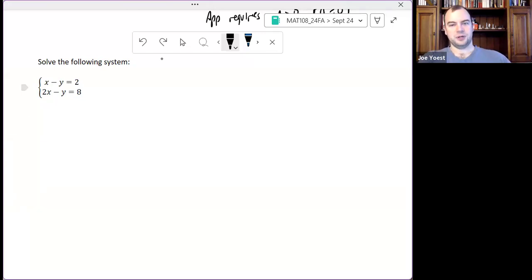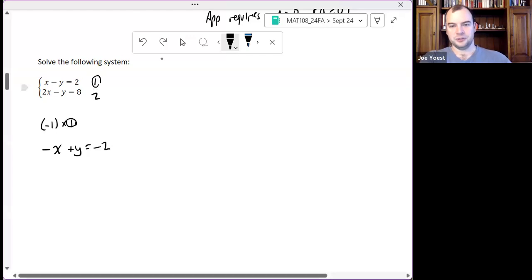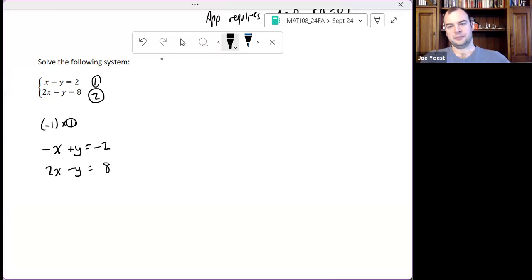So let's multiply equation 1 by -1. In other words, I get negative x plus y equals -2. Just multiplying each term by -1, flipping the sign on each term. And then equation 2 can just come down. I didn't change that one at all. Now I add them together, what happens? Negative x plus 2x is x, plus y minus y. My y's completely go away. 8 minus 2 is 6.